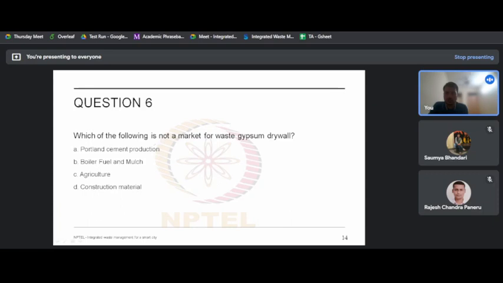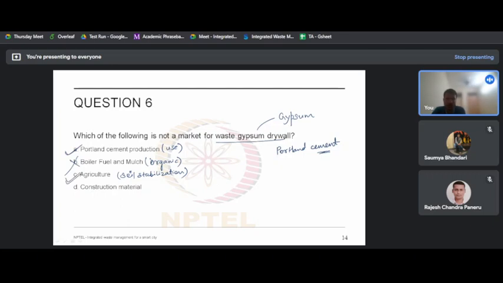So let's discuss. Waste gypsum drywall: the primary component of this is gypsum, and gypsum has a number of applications. One of the primary applications is that it is used in Portland cement. Portland cement has a property to set rapidly, so we add some gypsum so that we can delay its setting. That is one of the applications, so A is correct. Then we have boiler fuel and mulch. This is where we need an organic compound. Gypsum is not organic, so we cannot use it for this. Agriculture: gypsum is used for soil stabilization. It is just mixed with soil so that we can stabilize it. So C is also correct.